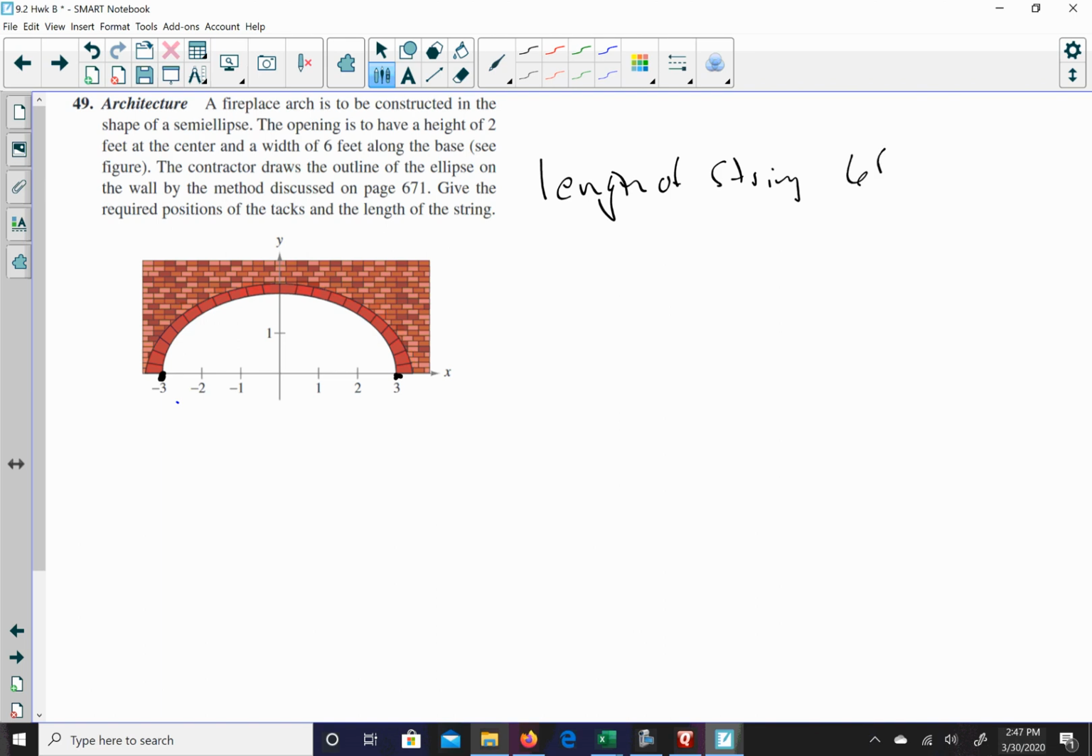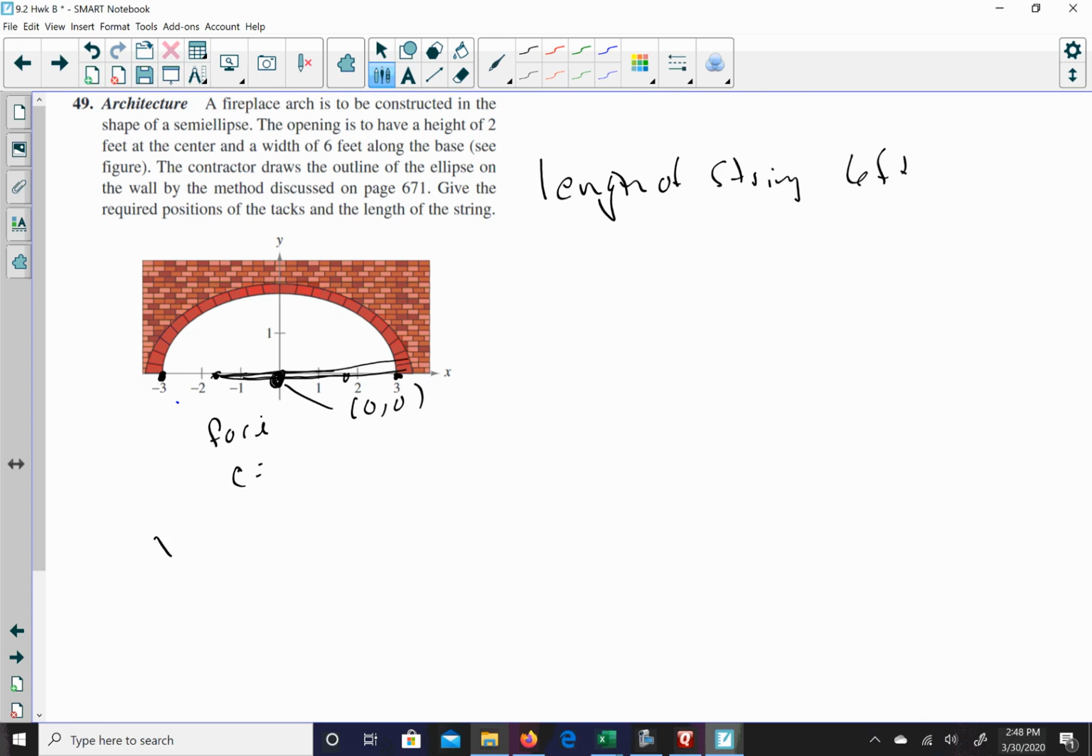So I know that the length of the string has to be that 6 feet. It has to be, because if I put a tack here and put a tack here, wherever those are going to be, we're going to find them in a second, then they have to be able to stretch out. So they have to be 6 feet. So doing this, the tacks are actually going to be at the foci. So what I need to do is find my C to find out where my foci is. So based on the way this ellipse is drawn, my center is right here, at the ordered pair 0, 0.